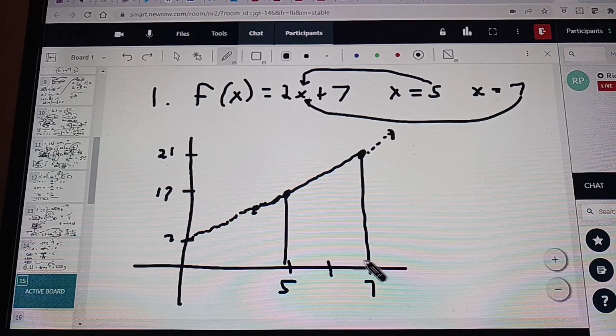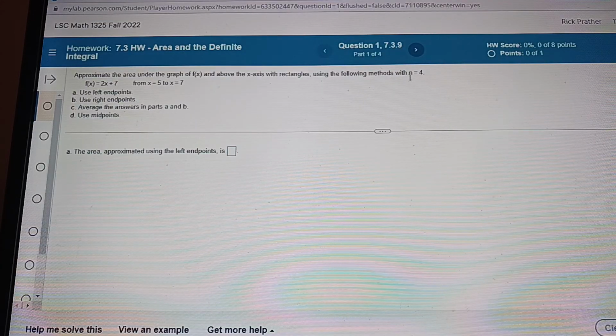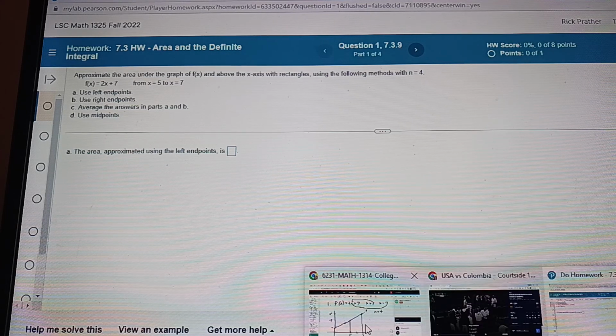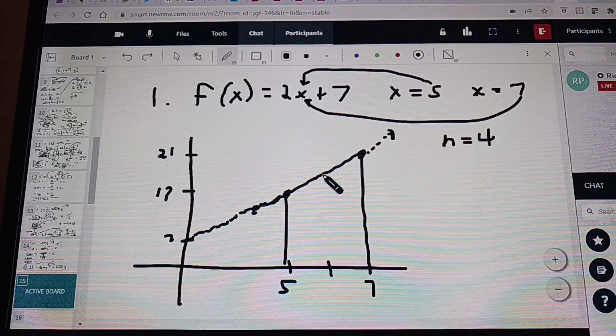Since they're going to tell you how many rectangles they want, and the more you do, the better the approximation will be. This first problem said n equals 4. N equals 4 tells you how many rectangles they want you to do. Well, if I draw a line right where 6 would be, now I've got 2 rectangles. So what if I cut both of those in half? 1, 2, 3, 4 rectangles. I've got 4 rectangles that could approximate this area.